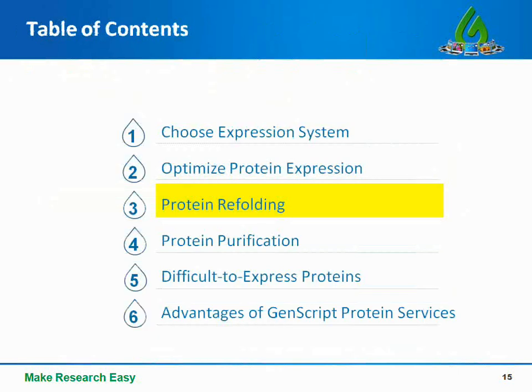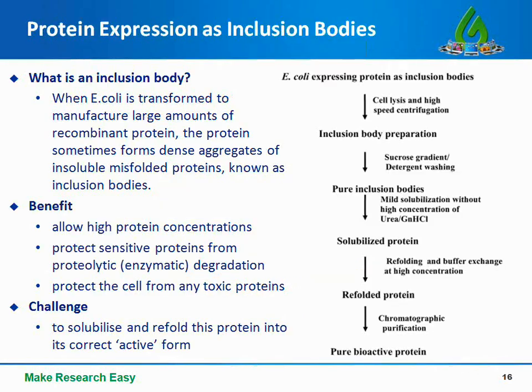By now, we have gone through the first two topics, choosing an expression system and optimizing protein expression. Let's go to the third one, protein refolding. Refolding is needed when protein is expressed as inclusion bodies. First, what is an inclusion body?